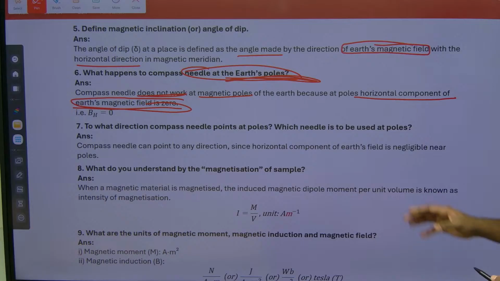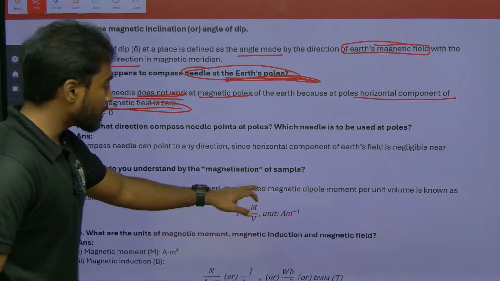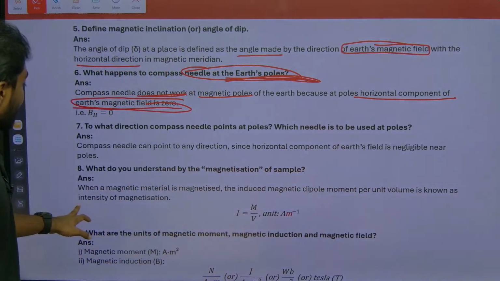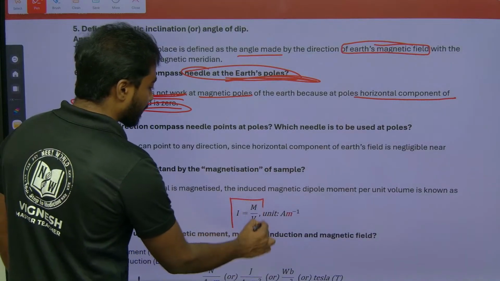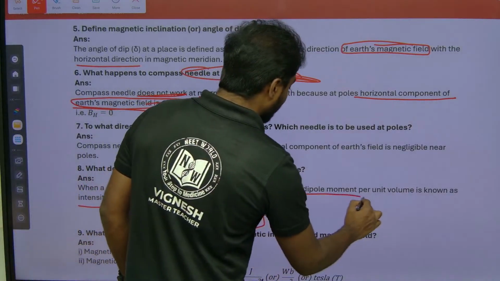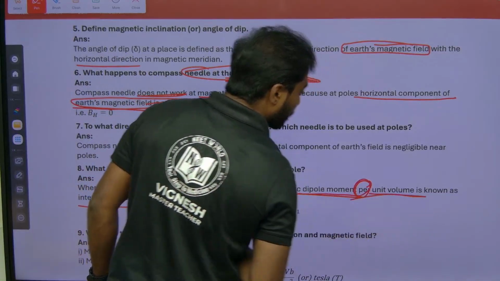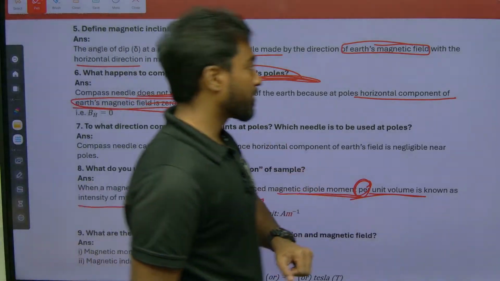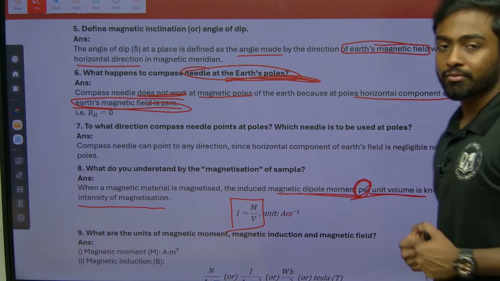And what do you understand by magnetization? When a magnetic material is magnetized, the induced magnetic dipole moment per unit volume is known as intensity of magnetization. So intensity of magnetization is nothing but the magnetic dipole moment per unit volume, right? That is the meaning of intensity of magnetization. You can take a look at this set of questions and we can go for the next questions.